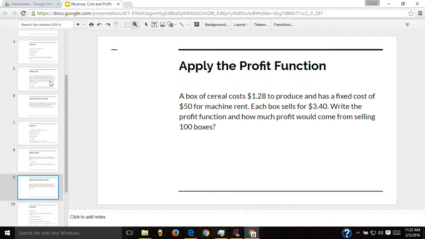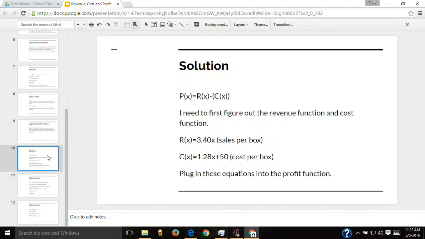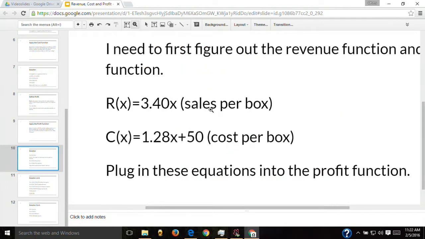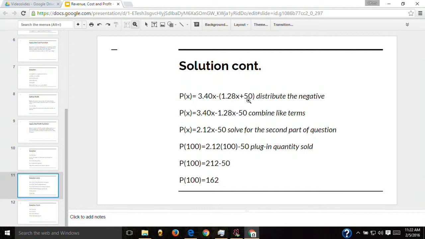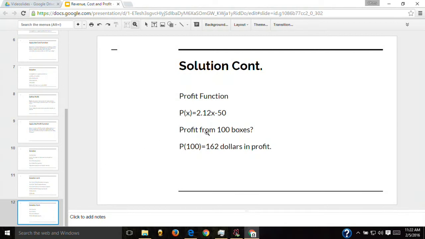Let's see if I was right on my numbers. It's my solution board over here. I first need to figure out, right? So I got my revenue function. Okay, got that right. And then the $1.28x plus 50, the cost per box. Okay, I plug them in to the equation. Distributing the negative, combine like terms, solve for the second part of the question. Plug in the quantity sold, 162. All right. And there we have it.